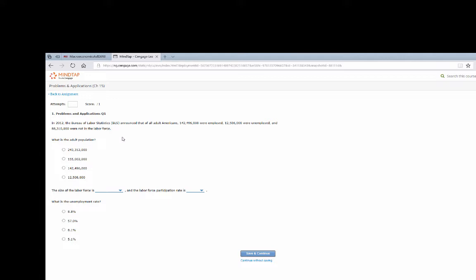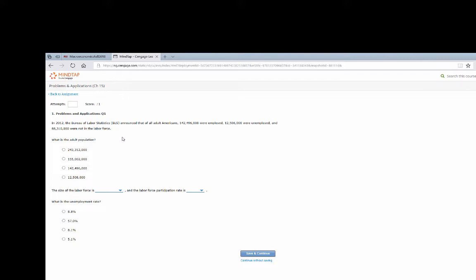To figure out the size of the labor force, the next part of the question, and the labor force participation rate, again, that's just a matter of doing formulas. So our labor force from this information would just be the people that are employed and the people that are unemployed, because that is what your labor force is. It's the people that are willing and able to work. So whether they have a job or not, if they're willing and able to work and actively seeking work, they're part of the labor force. So that's the employed plus the unemployed.